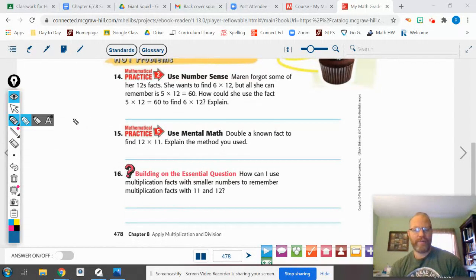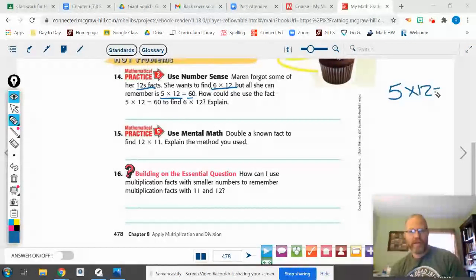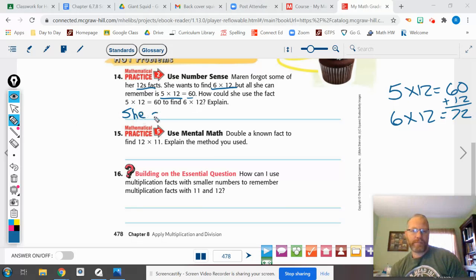All right, moving forward. Number 14, 15, and 16, the hot problems. Marin forgot some of her 12 facts. She wants to find 6 times 12, but all she can remember is 5 times 12 equals 60. How could she use the fact 5 times 12 equals 60 to find 6 times 12? So we know that 5 times 12 equals 60, and 6 times 12 equals something. All we're doing is adding one more. So 5 to 6, we're adding one more 12. So instead of 5 12s, we're using 6 12s. So she could add 12 to 60 and get 72, which is 6 times 12.